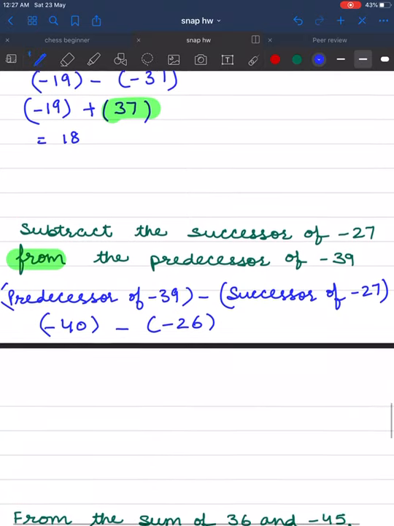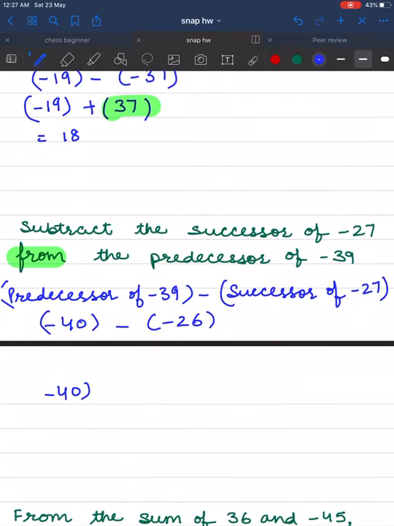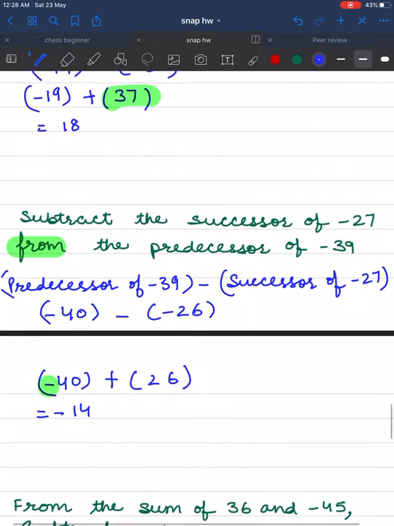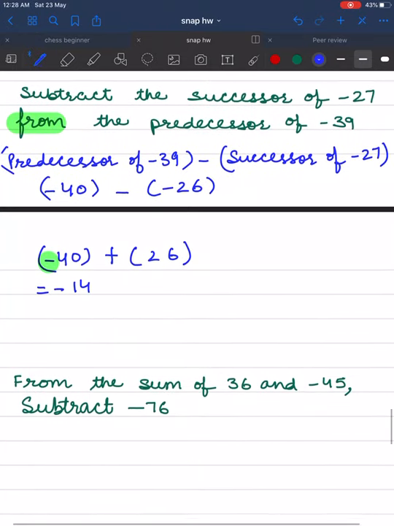Now the first integer we write as it is. We change the subtraction sign to addition sign and we take the opposite of minus 26, which is 26. Now the two integers have opposite signs, so I find the difference of their absolute values. So 40 minus 26 is equal to 14. Now the greater absolute value has a minus sign with it, so I put a minus sign in the answer. So I get minus 14. Now let's move to the next question.